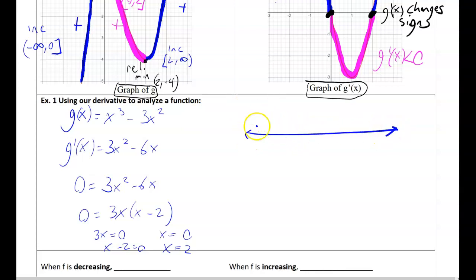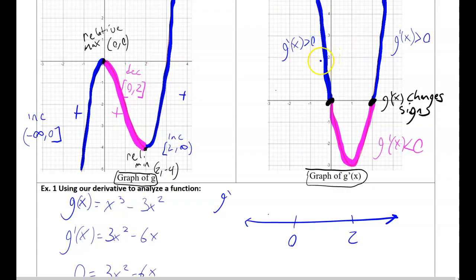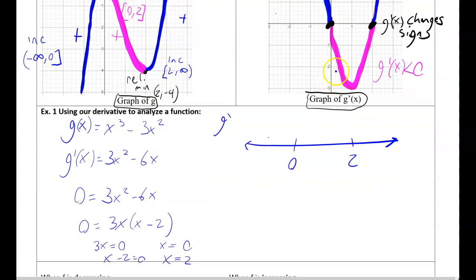And I'm going to label my sign chart for g prime. And I'm going to graph my zeros. So my zeros were 0 and 2. And what I want to know is the sign of my derivative in each region so I can start to imagine what the graph would look like, right? So I just found my zeros.